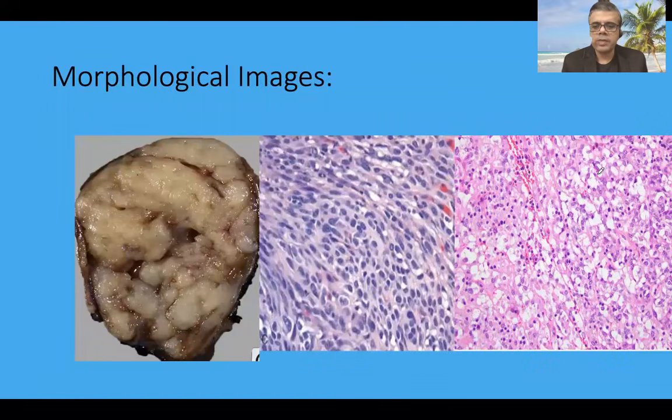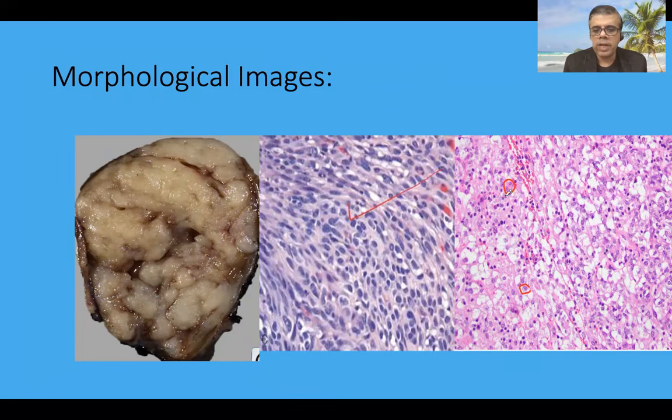Now, these are the morphological pictures, images. You can see a fleshy cut surface, some kind of nodular appearance, a bit gray, a bit pinkish tan. And here you can see proliferation of thin spindle shaped cells, whereas here you can see proliferation of polygonal cells. You can see the polygonal cells or epithelial like cells, which also have vacuolated cytoplasm at multiple places. So these are the two variants.